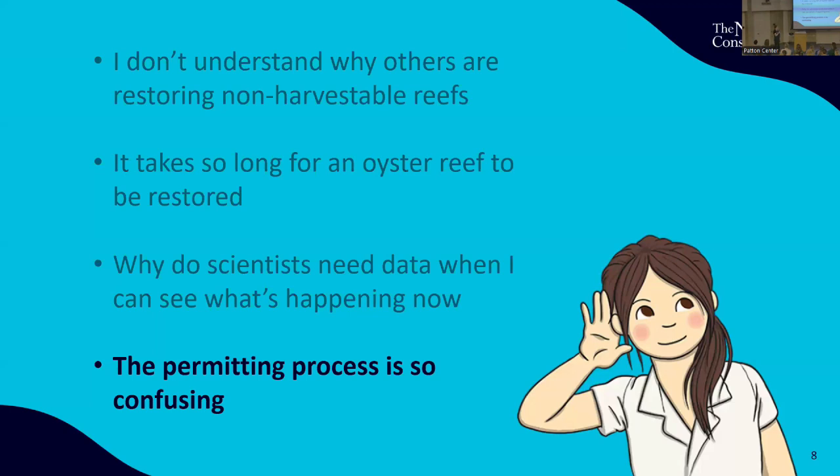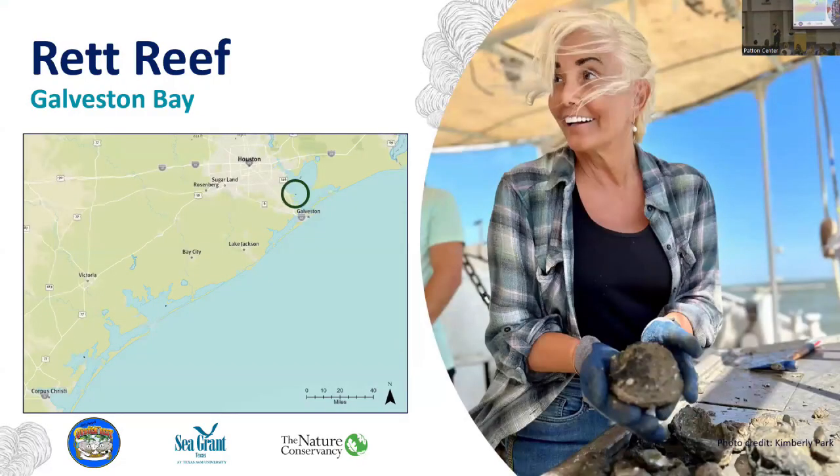But as the Nature Conservancy, we've had multiple large-scale projects, and we're comfortable with this process now. We understand how it works and what type of language should go into permit applications, so we said, hey, tell us more about this. And that's how we got to Rhett Reef. Rhett Reef is the first non-harvestable, completely sanctuary oyster reef that was led by a member of the commercial oyster fishing industry.